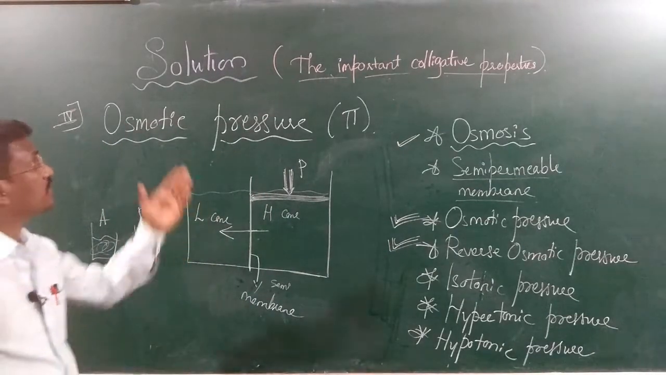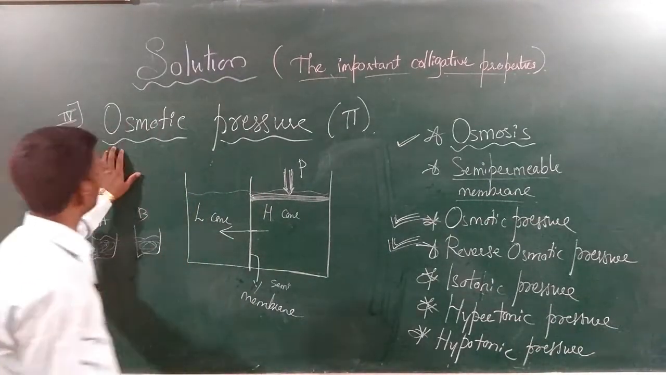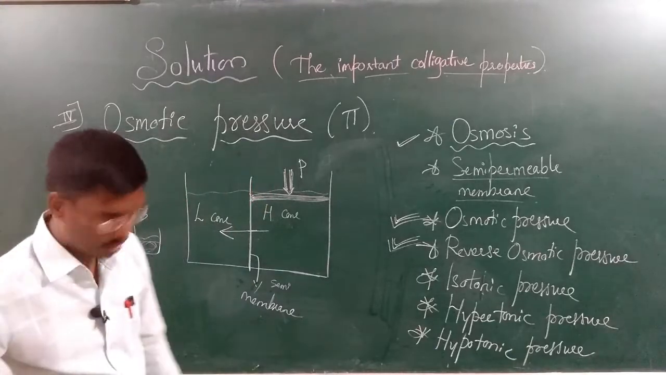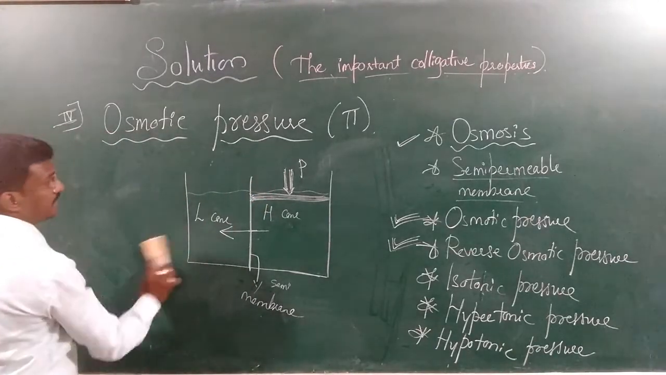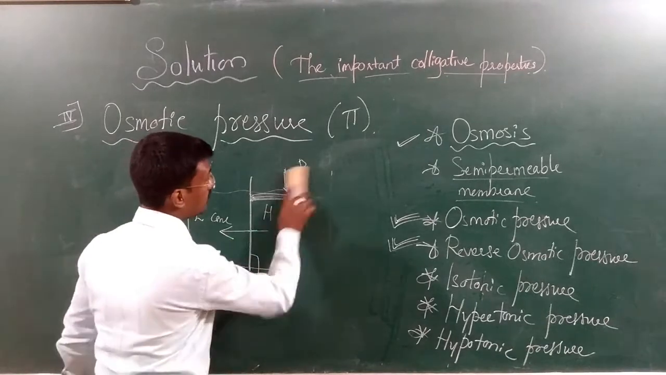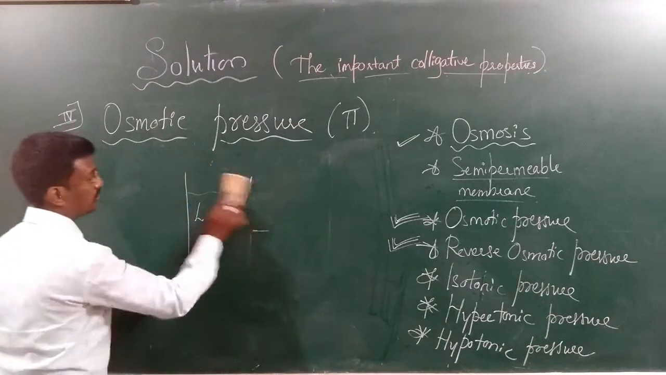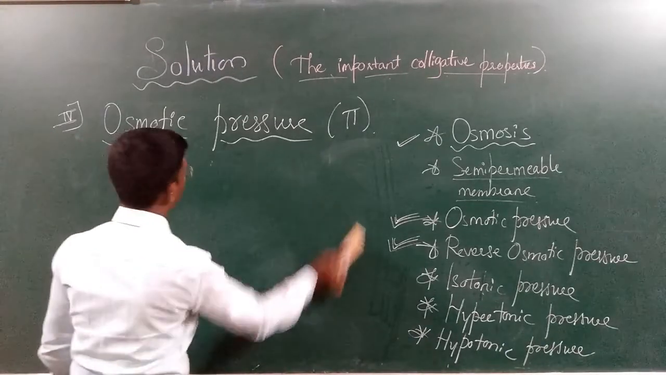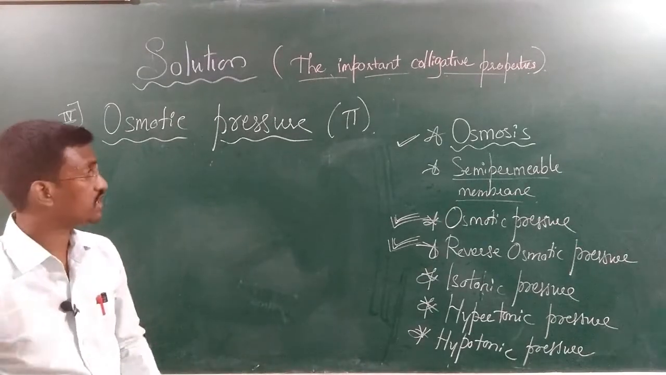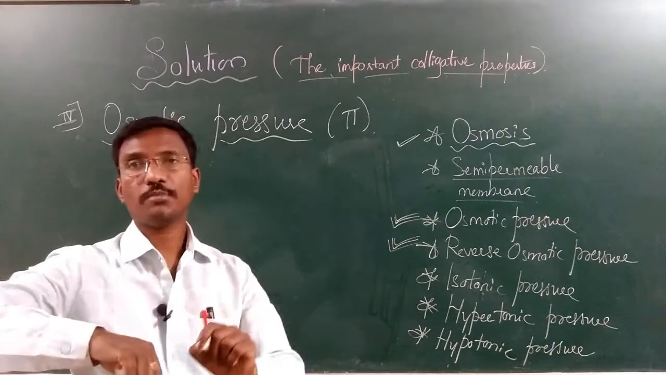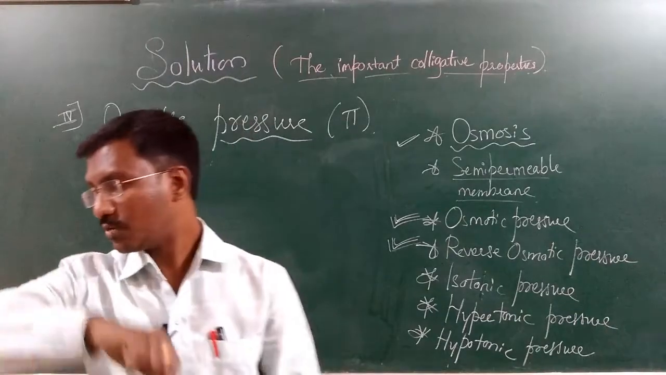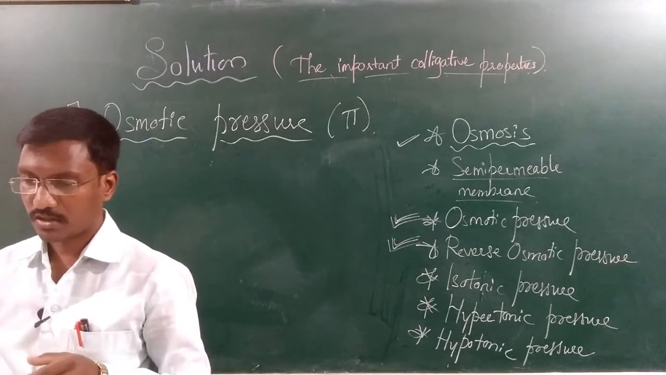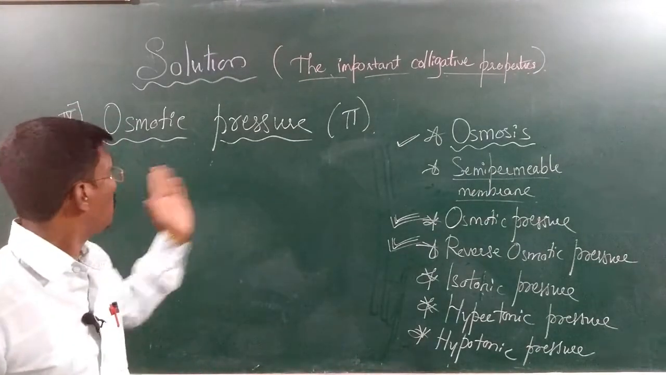So coming to the colligative property, the last one is osmotic pressure. I hope you are able to understand this one. Osmotic pressure is the pressure which is applied on the higher concentration to stop the osmosis. So this is about osmotic pressure.